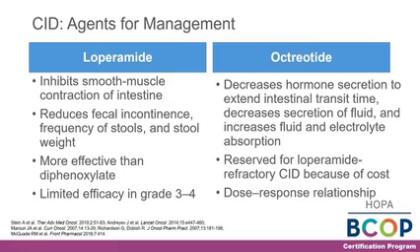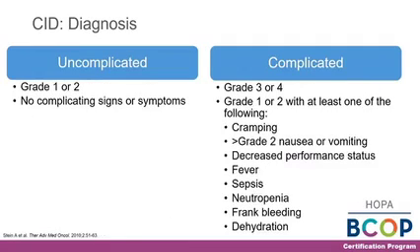Octreotide works by decreasing hormone secretion to extend intestinal transit time, decrease the secretion of fluid, and increase fluid and electrolyte absorption. It's primarily used second line, not because there's a lack of data or limited efficacy, but primarily because of cost. And it is notable that there is a dose-response relationship with octreotide in the setting of chemotherapy-induced diarrhea.